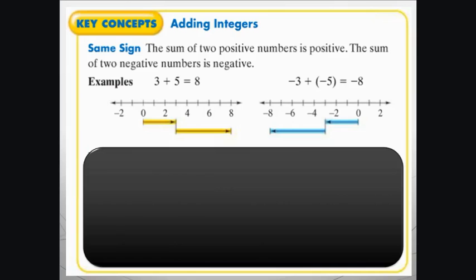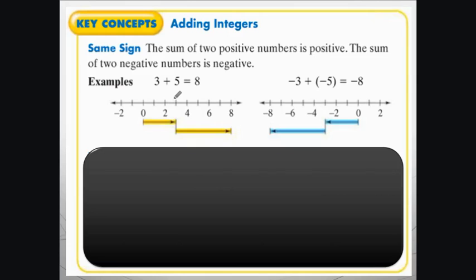What I want to start with is a key concept for adding integers with the same sign. When you're adding integers with the same sign, the sum of two positive numbers is going to be positive. The sum of two negative integers is going to be negative. So here we have an example of having the same sign. Positive 3 and a positive 5 equals positive 8.